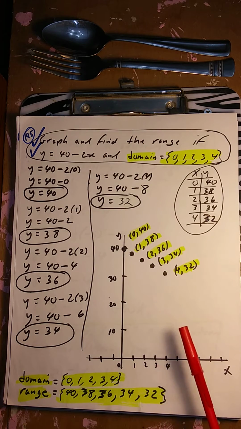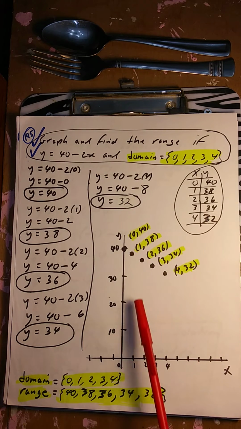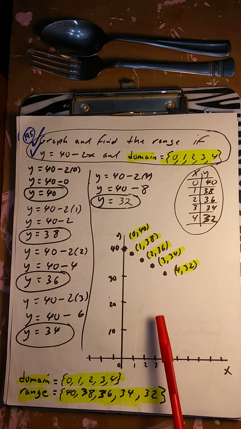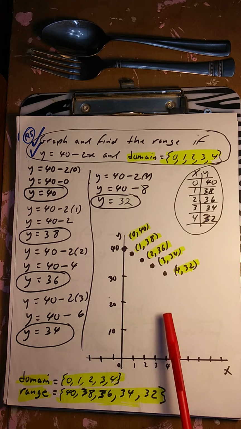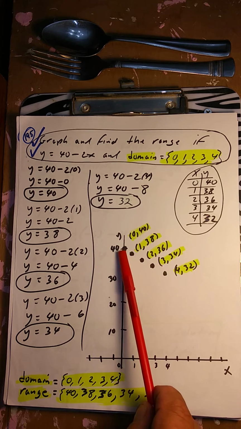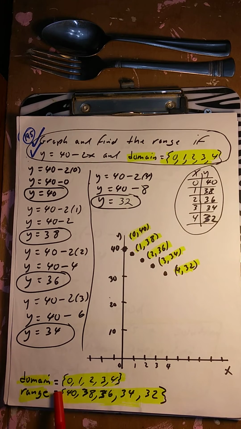So we have points again: 0 and 40, 1 and 38, 2 and 36, 3 and 34, and 4 and 32. Dots, points. So the domain is all the first numbers, 0, 1, 2, 3, 4. The range is all the second numbers, 40, 38, 36, 34, 32.